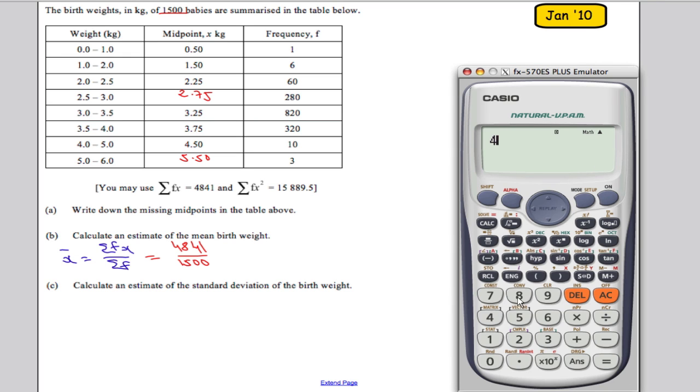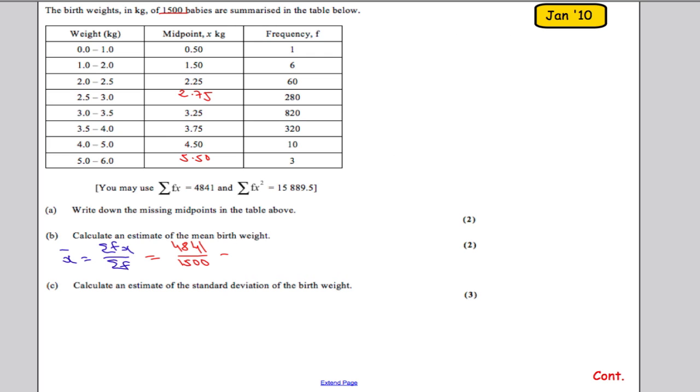So 4,841 divided by 1500 gives me 3.2273. So I'm going to round that to 3 significant figures, so 3.23. And an estimate for the standard deviation of the birth weight.